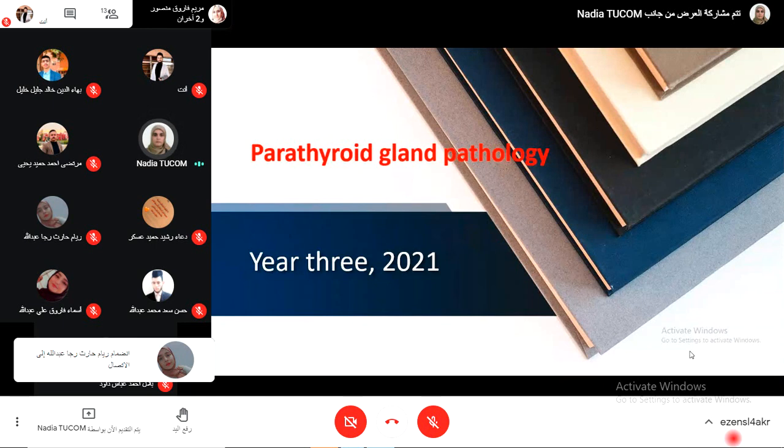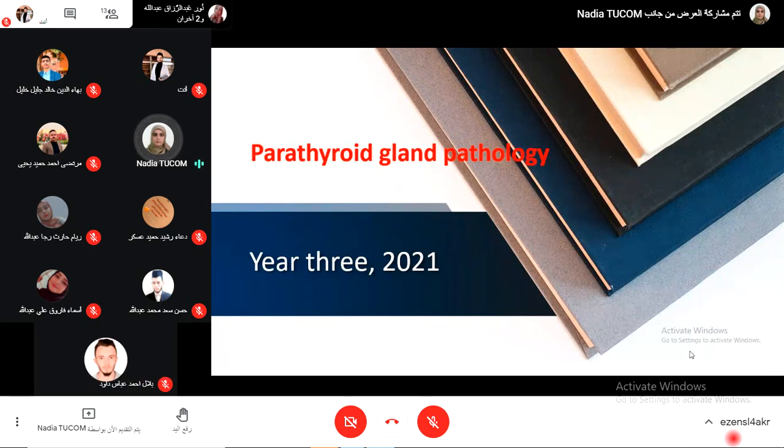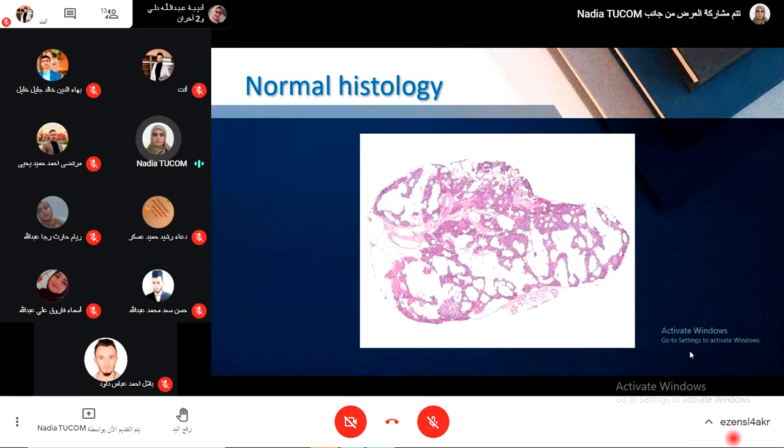The second or the third gland we will talk about today is the parathyroid gland. Any idea about the normal anatomy of the parathyroid gland, Shabab? How many parathyroid glands are present? They are 4, 2 upper and 2 lower.